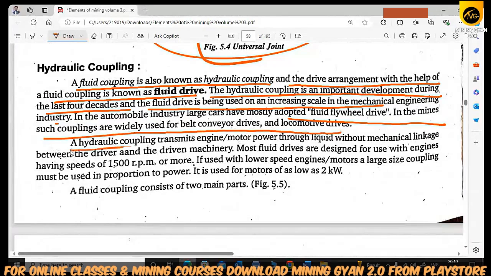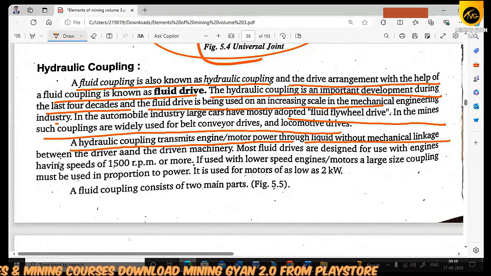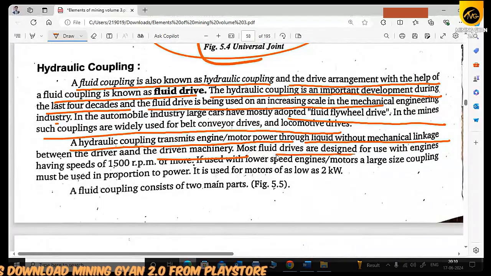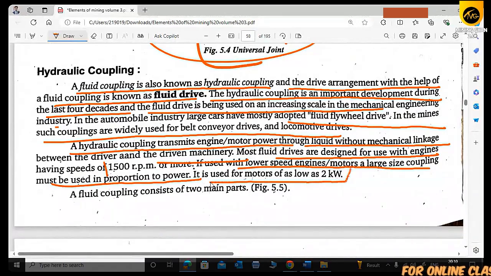The hydraulic coupling transmits engine or motor power through liquid without mechanical connection between the driving and driven machineries. Most fluid drives are designed for use with engines of high speed, like 1500 rpm and more. With lower speed engines or motors, a large coupling must be used in proportion to the power. It is used with motors as low as 2 kilowatts.